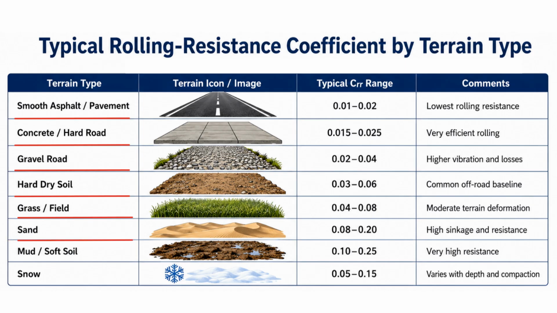Sand shows a much higher range because the tyre sinks and must continuously push loose material aside. Mud and soft soil can create even greater resistance due to deep sinkage, rut formation, and poor terrain support. Snow varies widely depending on its depth, temperature, and level of compaction. Firm packed snow may offer moderate resistance, while deep loose snow creates much higher losses.